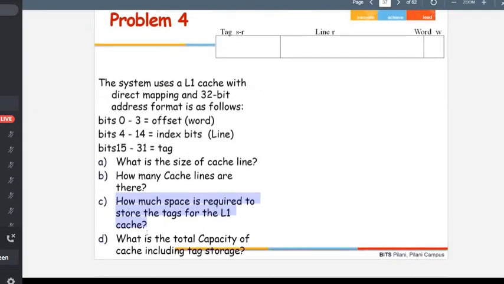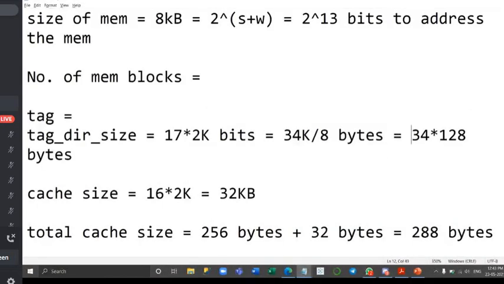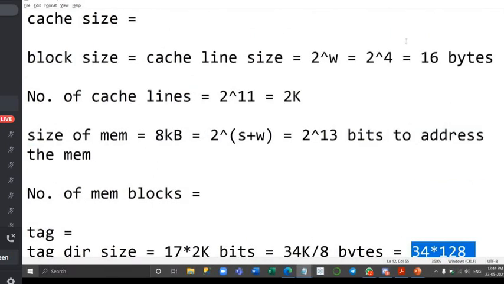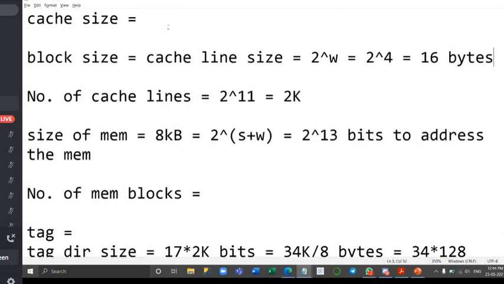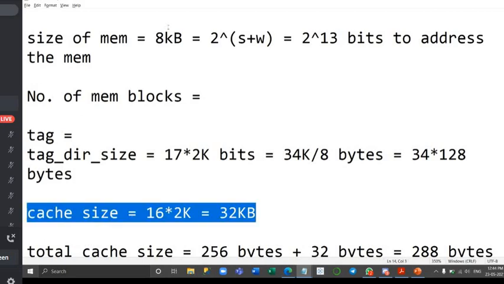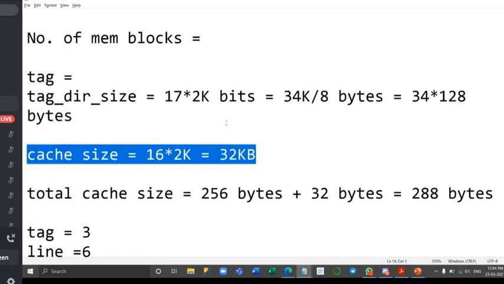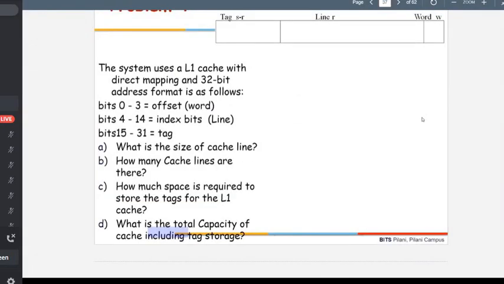If they ask what is the total capacity of the cache including tag storage, I will add this amount, which is my tag directory size, to my cache size. I found the cache size earlier, right? My cache size is 32 KB, and I will add 32 KB to my tag directory size, and I will find the total storage including tag.